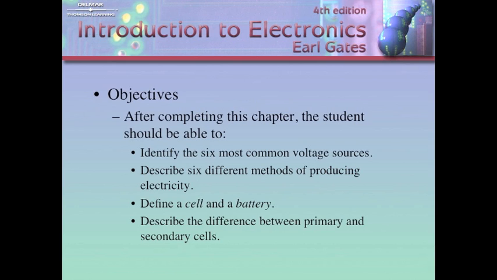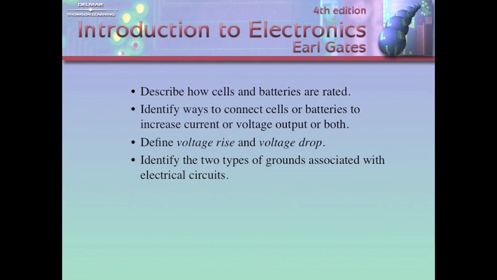After completing this chapter, you're going to be able to identify the 6 most common voltage sources, describe 6 different methods of producing electricity, define cell and battery, describe the difference between primary and secondary cells, describe how cells and batteries are rated, identify ways of connecting cells and batteries to increase current or voltage output or both, define voltage rise and voltage drop, identify 2 types of grounds associated with electrical circuits.